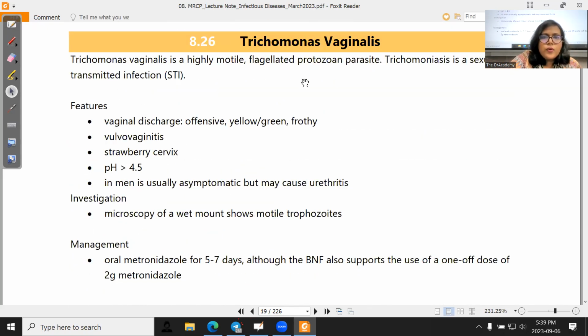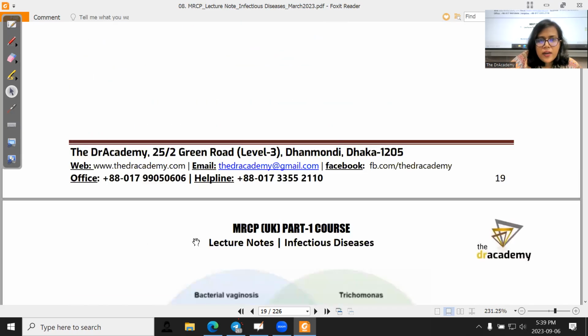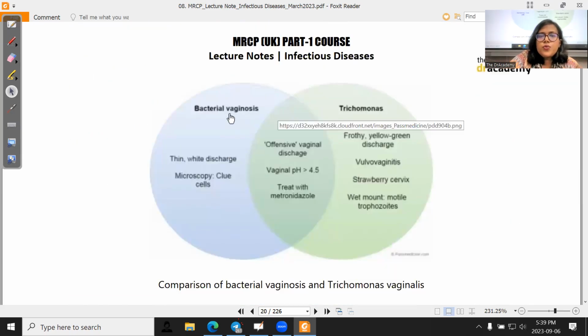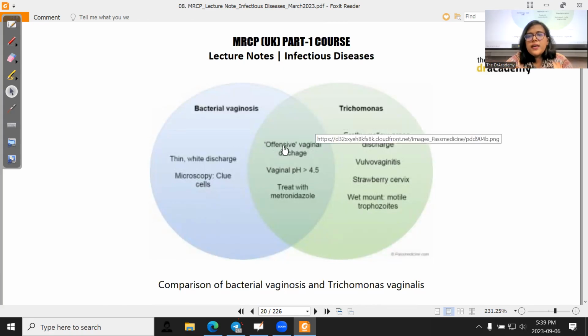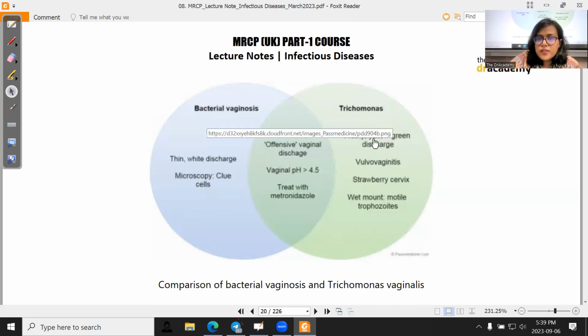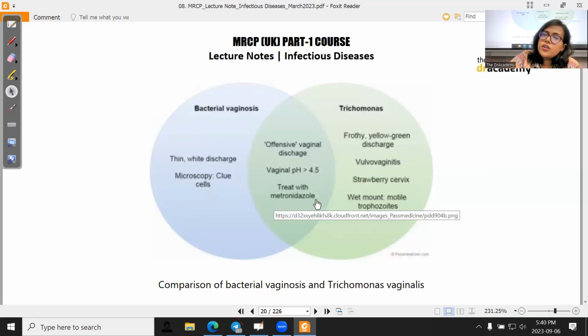Trichomonas vaginalis is a protozoal and sexually transmitted infection. This is important. Bacterial vaginosis and trichomoniasis have a common property: offensive discharge is seen in both. Vaginal pH is more than 4.5, or alkaline. Normally, vaginal pH is acidic, less than 3.5, because of the presence of lactobacilli, but in both bacterial vaginosis and trichomoniasis, vaginal pH becomes high. Treatment for both is metronidazole.